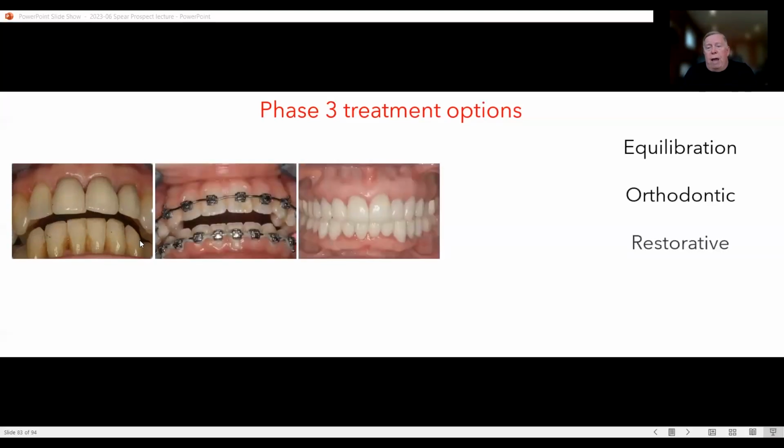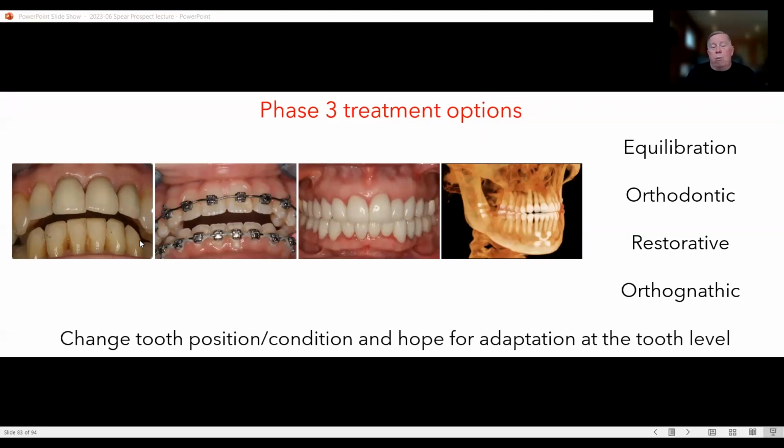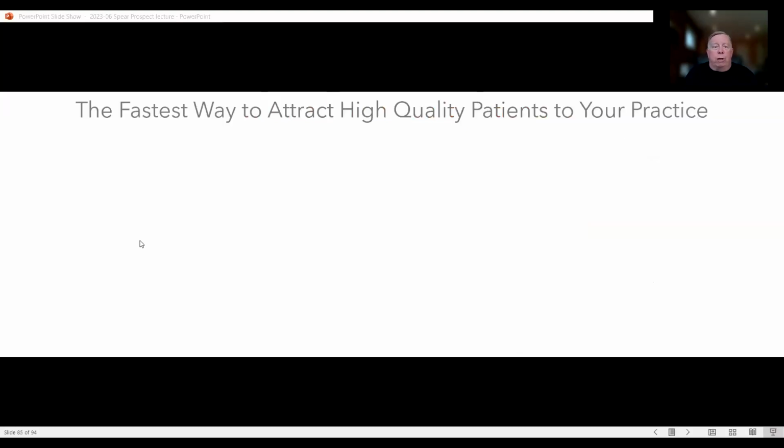Lastly, our phase 3 options are how to get the teeth to fit together. And that's, again, the reshape, reposition, restore, resect. Here, what we're doing is changing tooth position and condition. And now, again, same discussion. We're hoping for adaptation at the tooth level. And again, we can do this on any Piper stage that we'd like to.